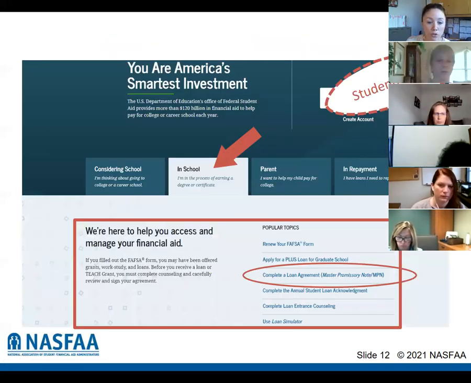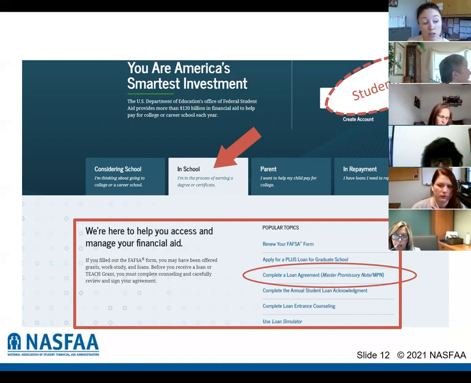This is how students complete that promissory note. So this is studentaid.gov. They go out here and they select that they are about to be in school, or maybe they're already in school and they just haven't taken a loan yet. And they click this complete a loan agreement.